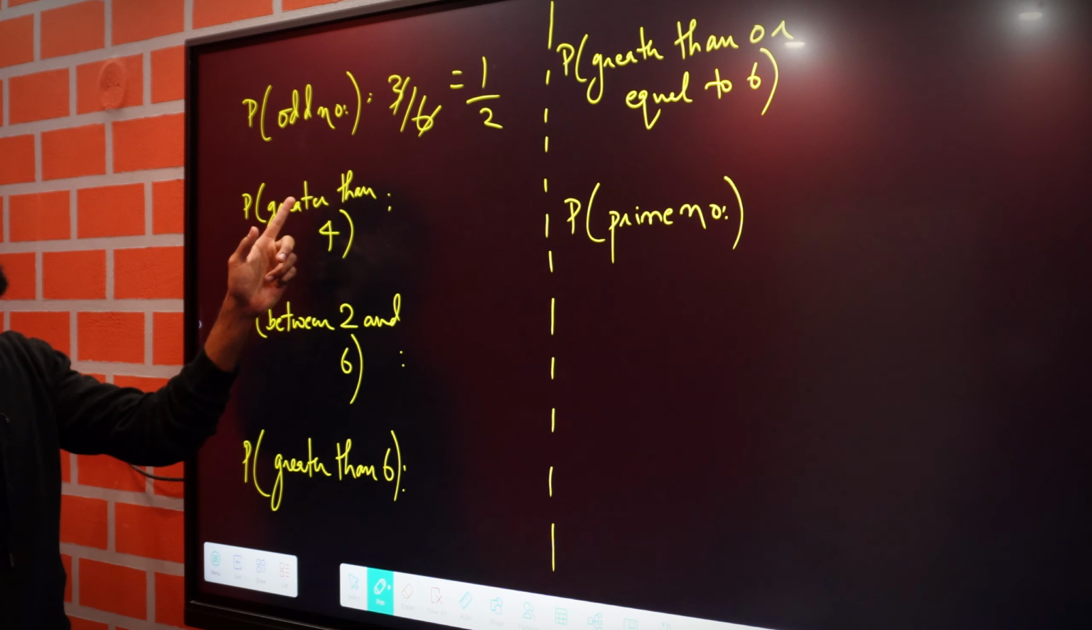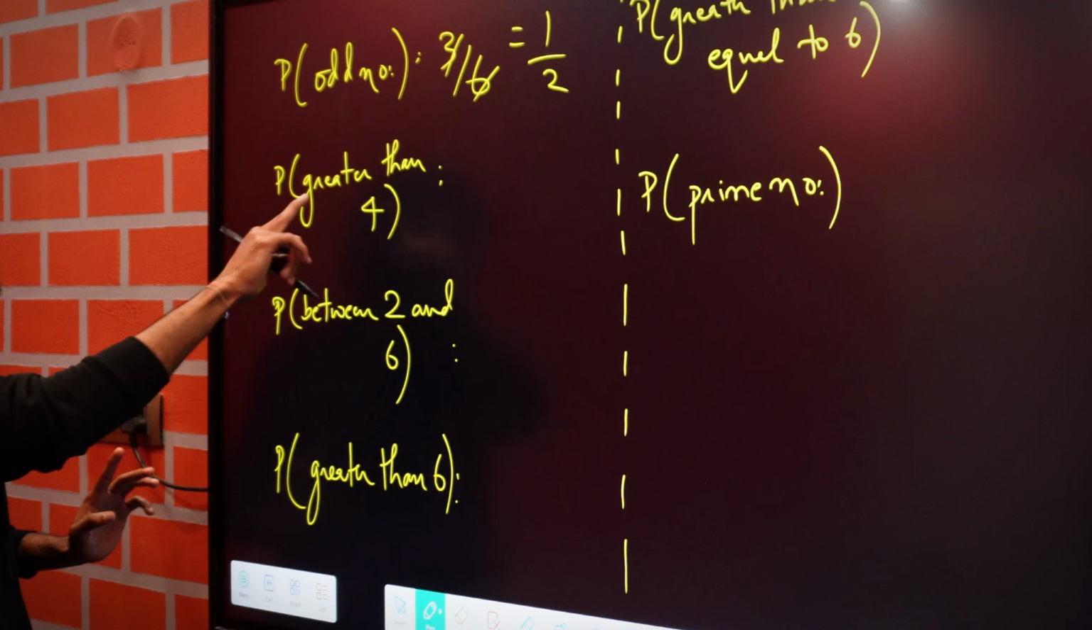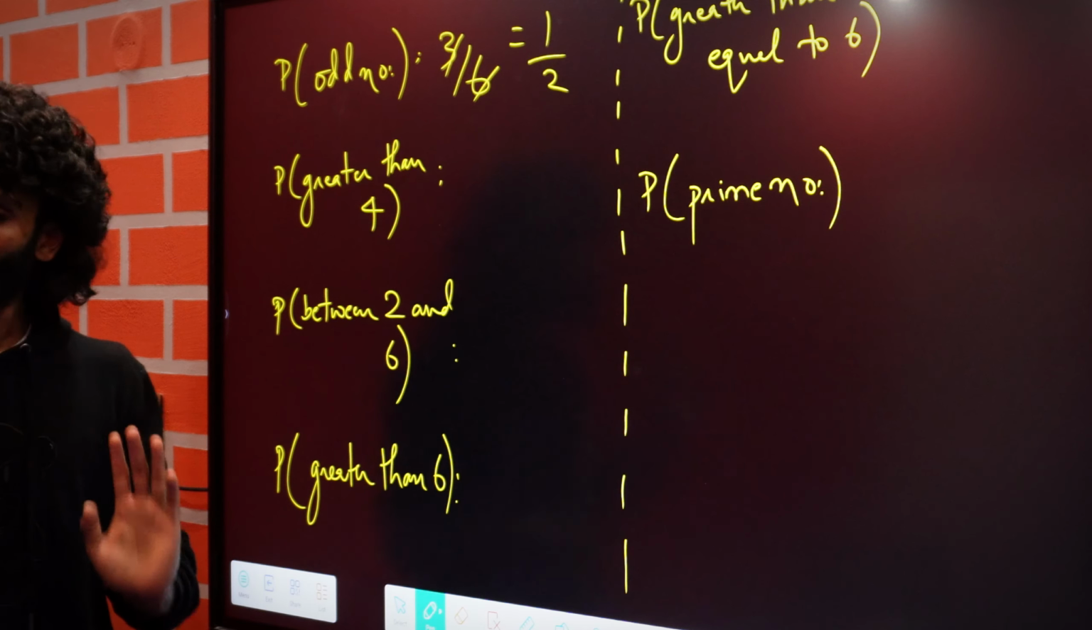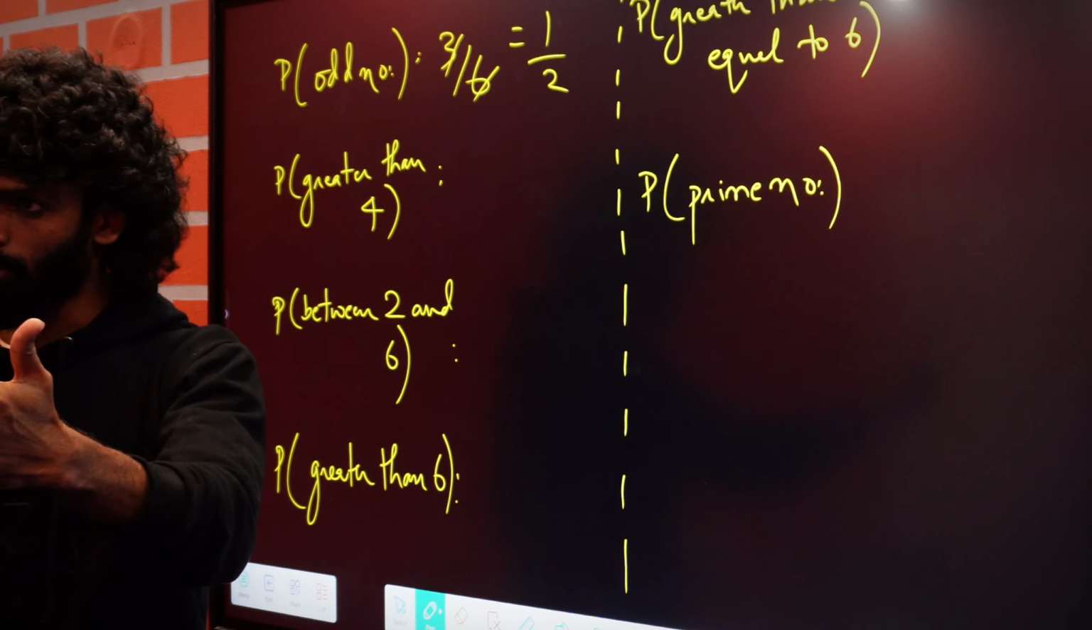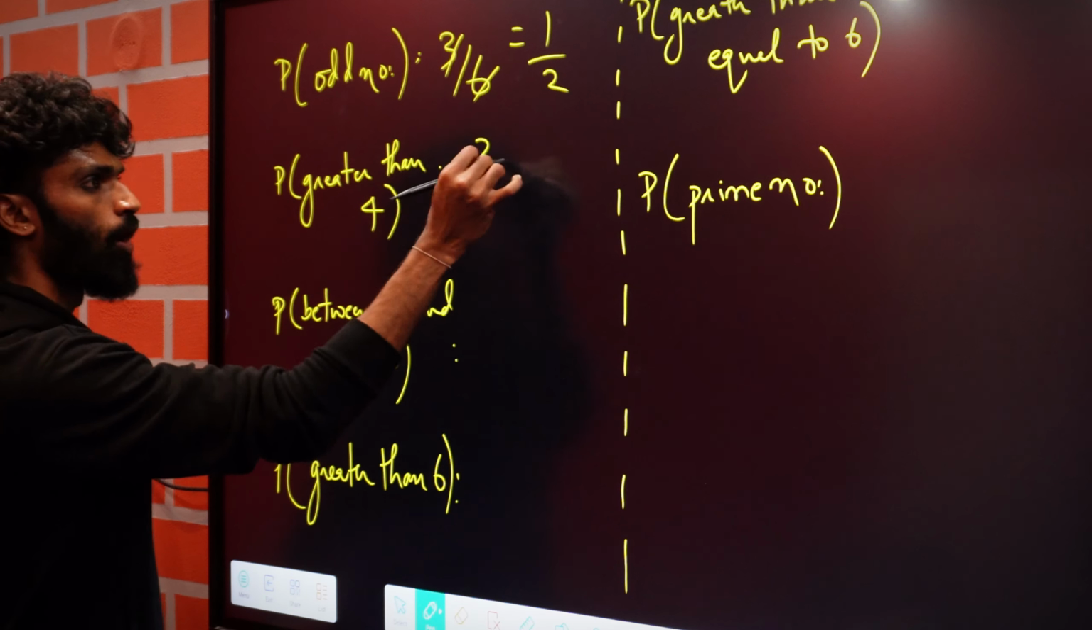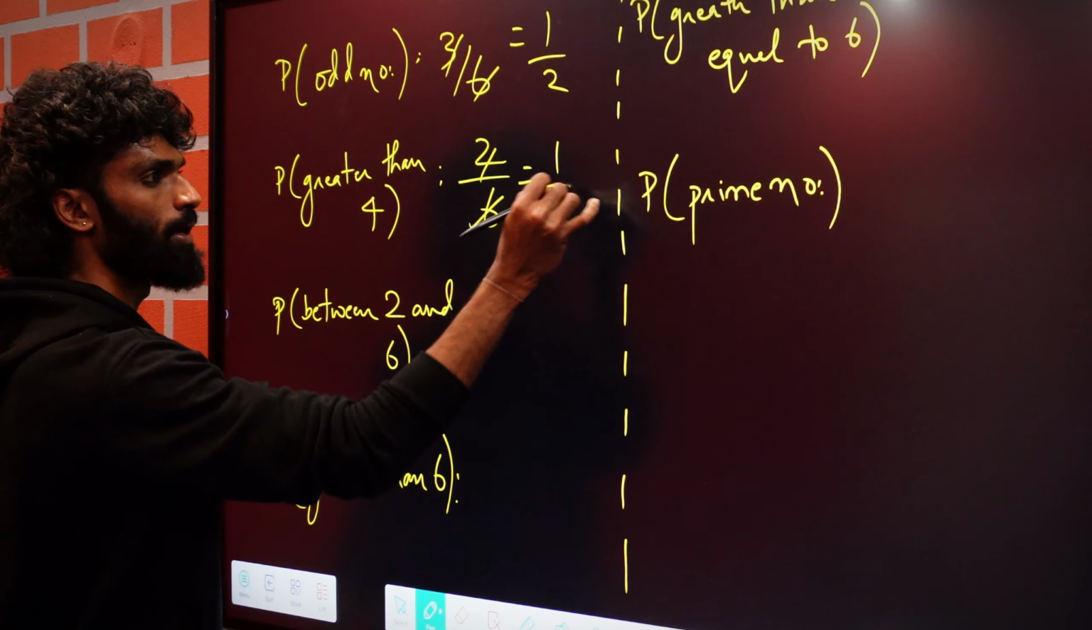Second one, it says greater than 4. Careful, they will not use the word equal to. 4 is not greater than 4. Only 5 and 6 are greater than 4, which means there are 2 outcomes. Out of 6, the answer is 1 by 3.